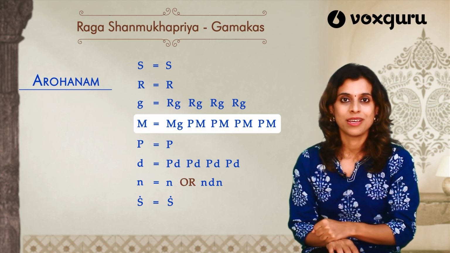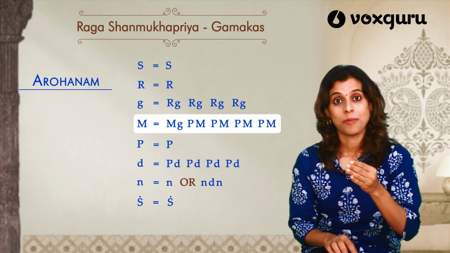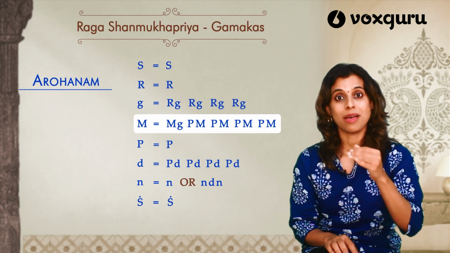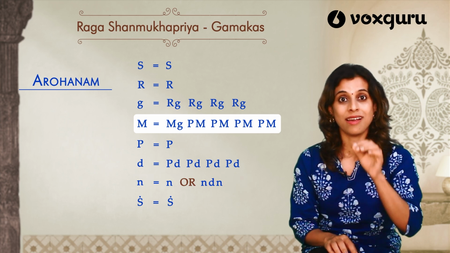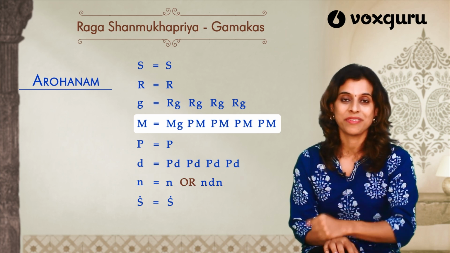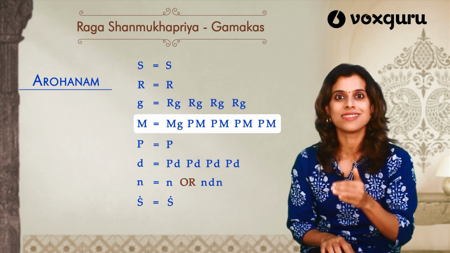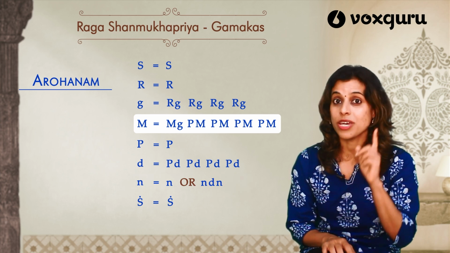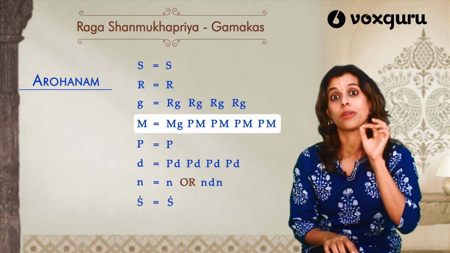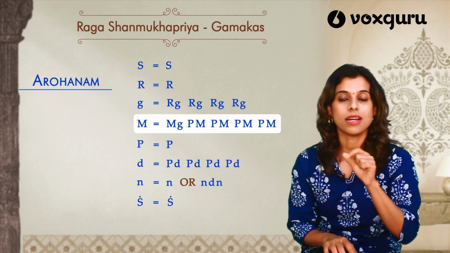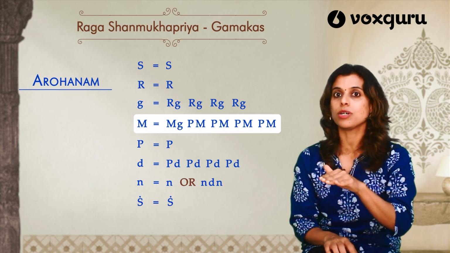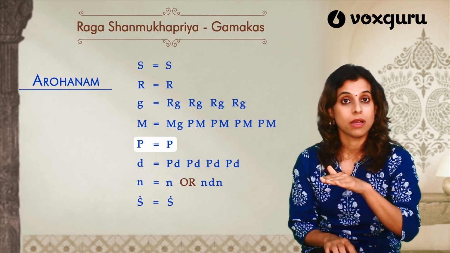Ma. So here we are actually singing ma ga pa ma pa ma pa ma pa ma ma. Right? So even though we are saying only ma, there are so many other notes that we are passing through. So that is why you should train your ear really well so that you are able to recognize all these subtle movements. Then moving to the next note, which is pa.